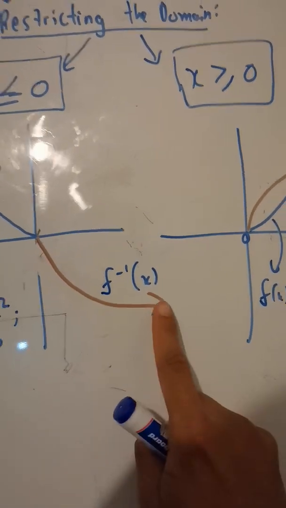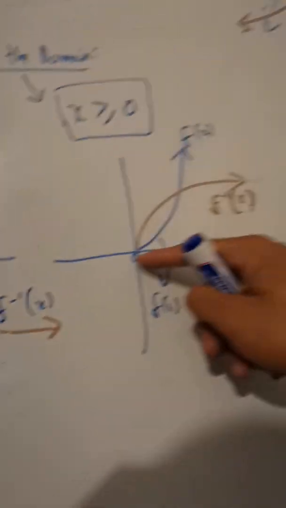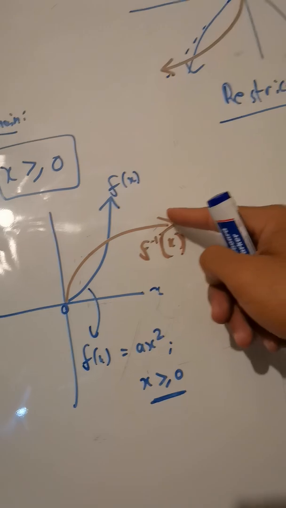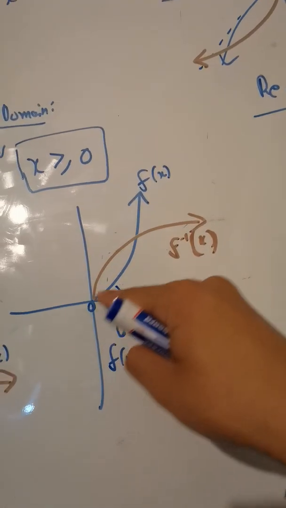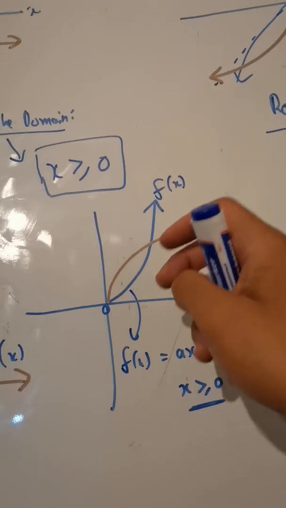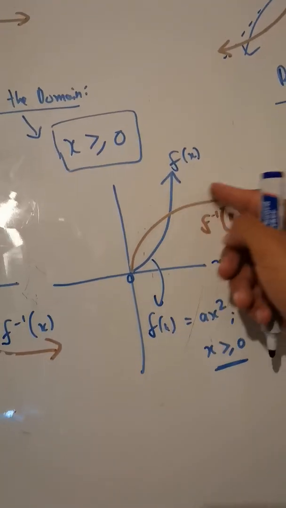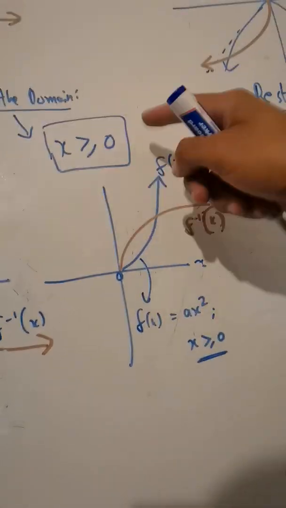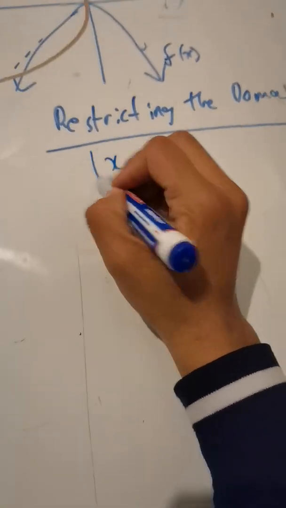This brown is the inverse. This is a function because it passes the vertical line test. This brown graph is the inverse of the restricted parabola. I call it a restricted parabola because we restricted the domain. This inverse, the brown inverse, is a function because it passes the vertical line test. Now, if we restrict the domain on this graph, let's say we say x is less than or equal to 0.